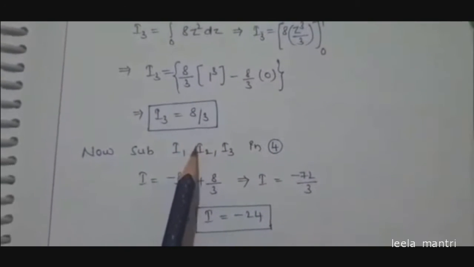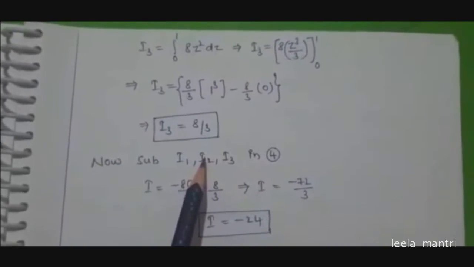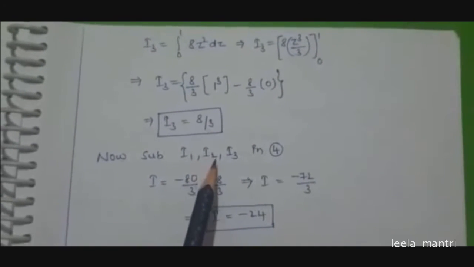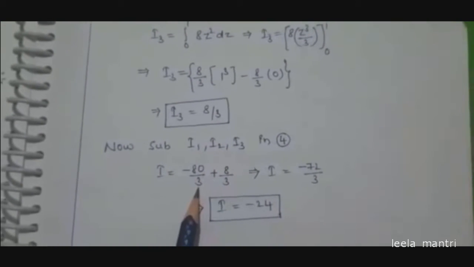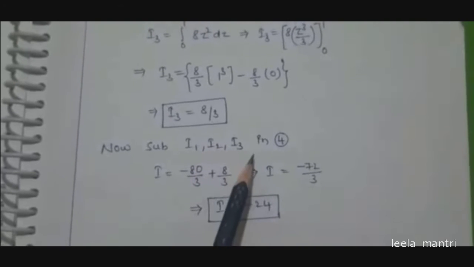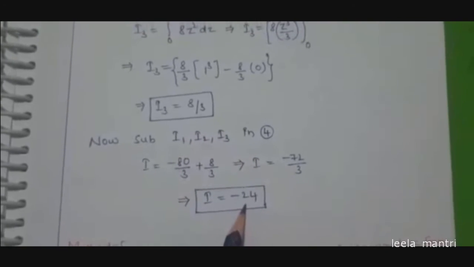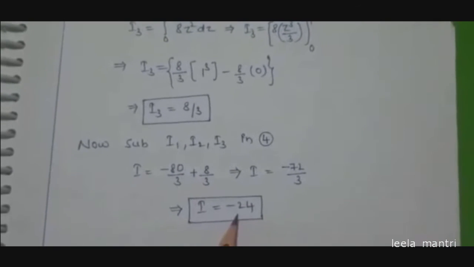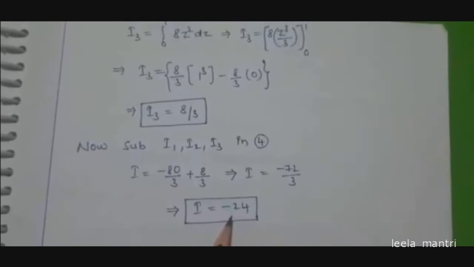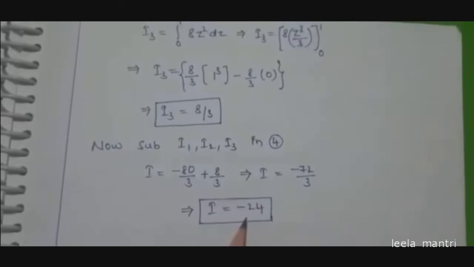As we have taken I is equal to I1 plus I2 plus I3, that is your equation 4. We will be substituting all the I1, I2, I3 in equation 4 and we get I is equal to minus 24.